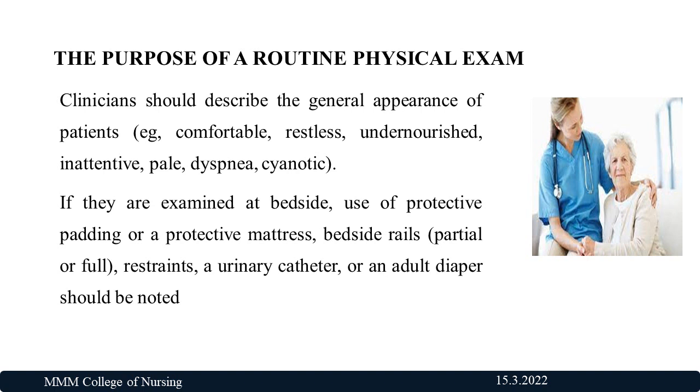The clinicians should also describe the general appearance of the patient: comfortable, restless, undernourished, inattentive, pale, dyspneic, cyanotic. If they are examined at bedside, use protective padding or a protective mattress, side rails, partial or full restraints if necessary, and a urinary catheter if the patient is incontinent and bedridden. Then an adult diaper should be noted.